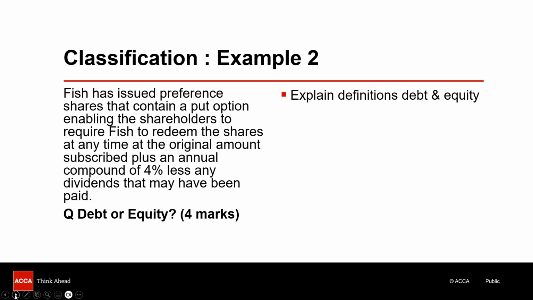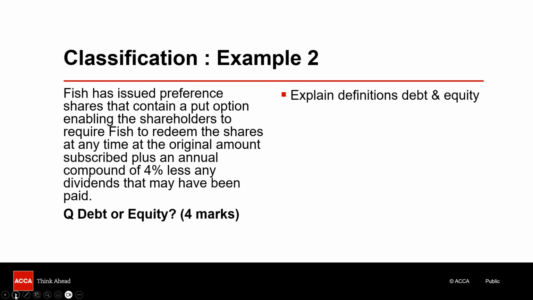But if I'm earning 4 marks, once again, I would think about earning my first mark by setting out my stall, by saying that Fish has a decision to make as to whether the preference shares are going to be debt or equity, and that we should follow the substance of the arrangement, and that it's debt if it contains an obligation, and then we can examine the detail.